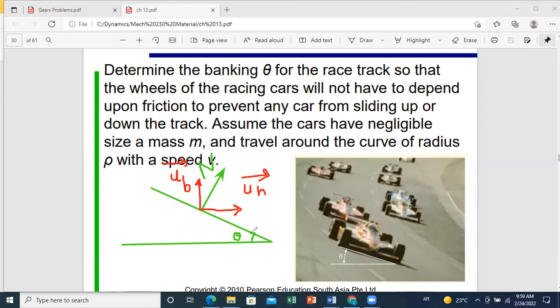these two angles are alternating angles. So this is theta. And because N is perpendicular to the incline, this means that the angle between N and UN is 90 minus theta. And therefore, the angle between N and UB is just theta. Another method to say this: UB is perpendicular to the horizontal, N is perpendicular to the incline. This means that the angle between these two lines is equal to theta.